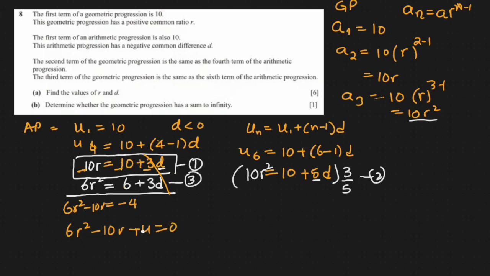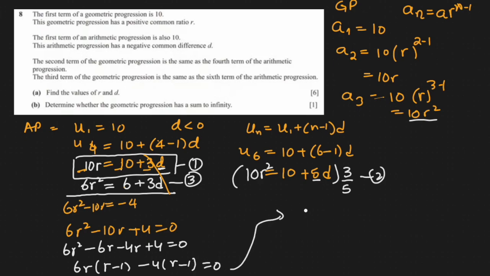6 times 4 is 24. 12 times 2, but there will be only one negative. So 6 and 4 again. Okay. 6r square minus 6r minus 4r plus 4. So I broke this minus 10 into two parts so that I can factorize the first two terms, which will be r minus 1, and second two terms r minus 1 equal to 0. Let's complete it here. So it comes out r minus 1 in both, so r minus 1 and then 6r minus 4 equal to 0.